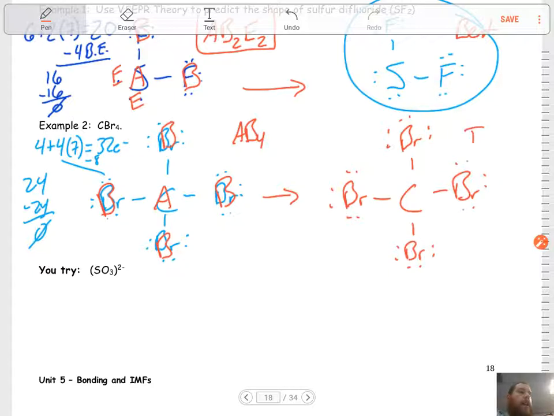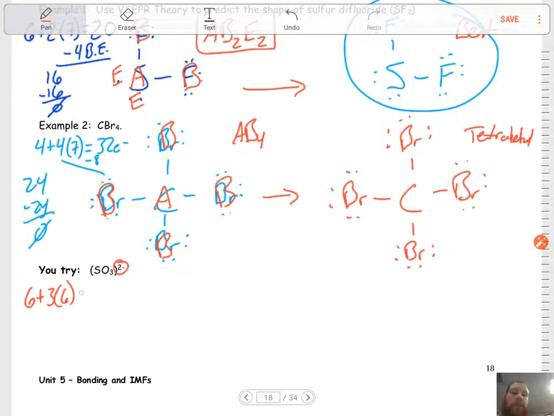Okay, and I'm going to write tetrahedral. Okay, so if you got that, great. If you went with it with me, then try this one on your own. Here we go. Oh, notice we've got a charge here. That's going to help. That's going to be something we have to do and think about when we count our electrons. Sulfur's got 6. 3 oxygens are going to bring 6 each.